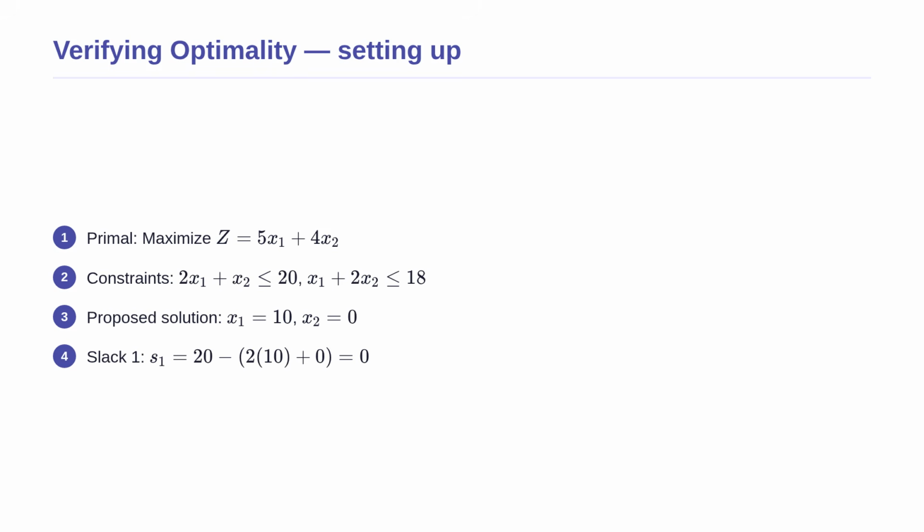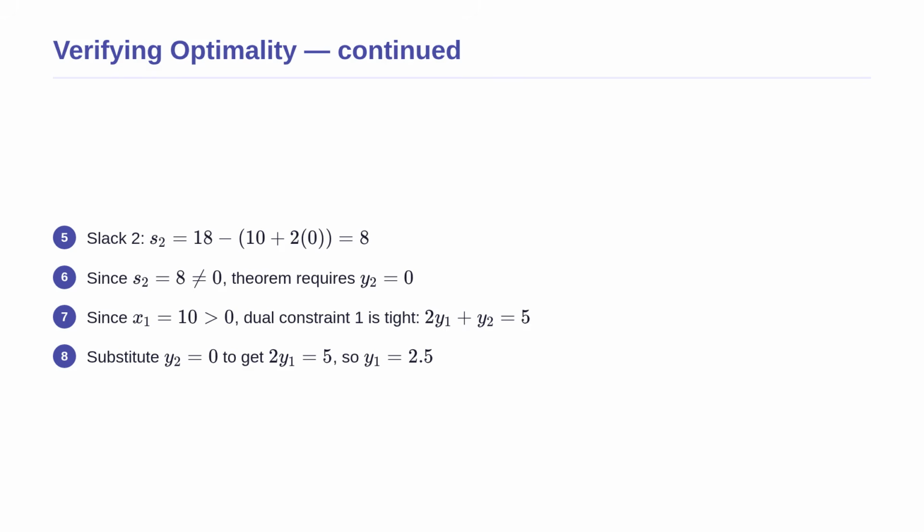We start our verification process by checking the slack in the first primal constraint. The calculation shows it has exactly 0 slack, meaning the resource is fully utilized. Next, we check the slack in the second primal constraint using the proposed quantities. The calculation reveals a massive slack of 8 units, meaning 8 units of the second resource are left sitting idle.